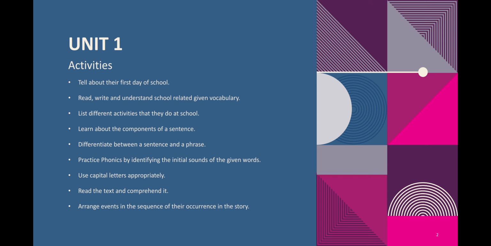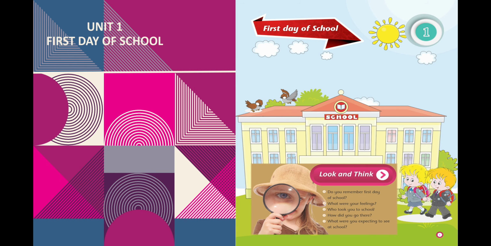And they will also arrange events in the sequence of their occurrence in the story. This is an activity related to reading comprehension. So, these activities will enable the students and you to achieve the SLOs, the student learning outcomes. When the students perform these activities, only then will they be able to achieve those learning outcomes.